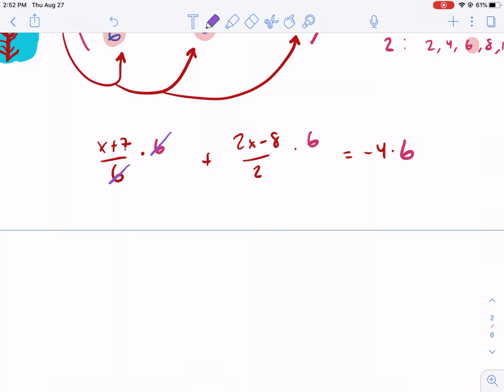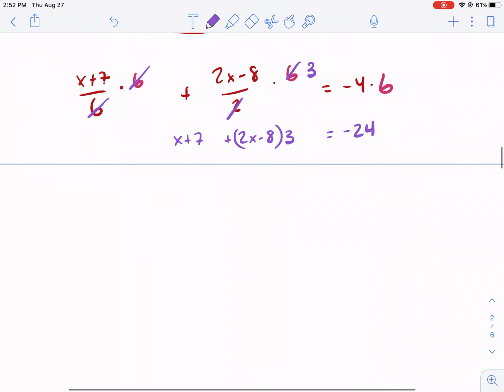So it cancels completely with the first term. Here we have 6 divided by 2, and we're going to be left with a 3 on the top. And then we can multiply negative 4 times 6, which gives us negative 24. So now we have x plus 7 by itself. We have plus 2x minus 8. We need to put it in parentheses because it's still being multiplied by that 3.